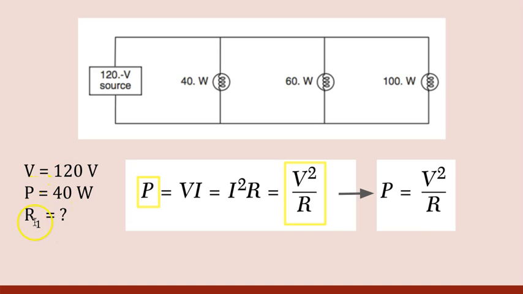I labeled it R1. Of course, in this formula, it's just labeled R. That means it can be any resistance, as long as you're consistent. So as long as I'm only doing stuff that relates to the 40 watt lamp specifically, the formula will work.